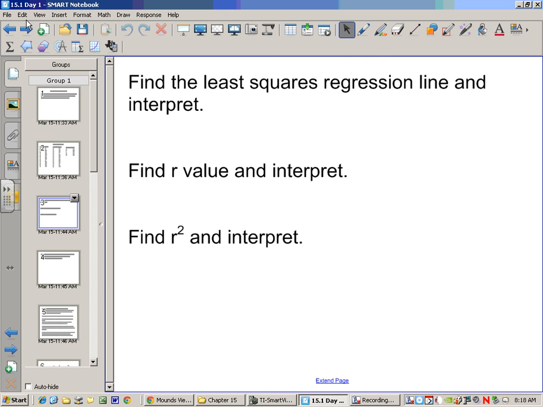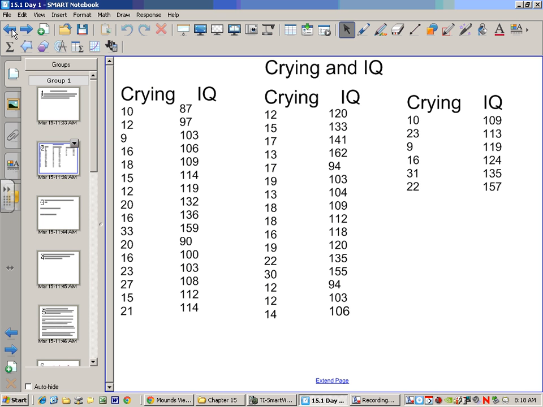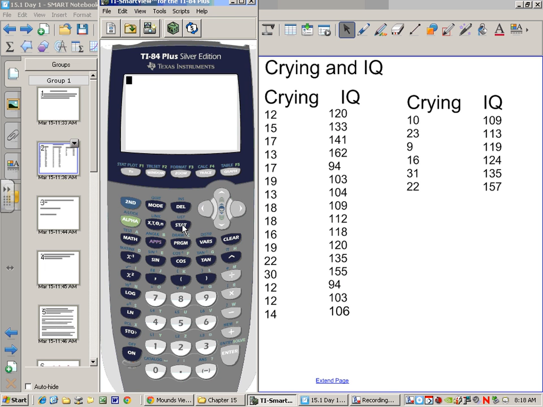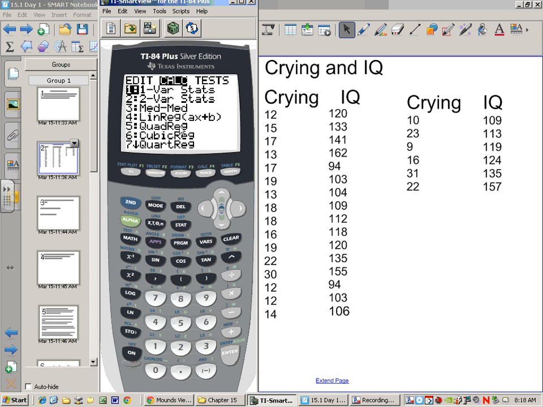Now let's find the least squares regression line for this data. So take a second, pause the video, and type all of these numbers into your list 1 and list 2 on your calculator. Once you have this in your stat edit, I have L1, L2. So what I want to do is go to Stat, Calc, Linear Regression. Now there's two linear regressions, 4, and I believe it's number 8. Now number 8, see how it's A plus BX?